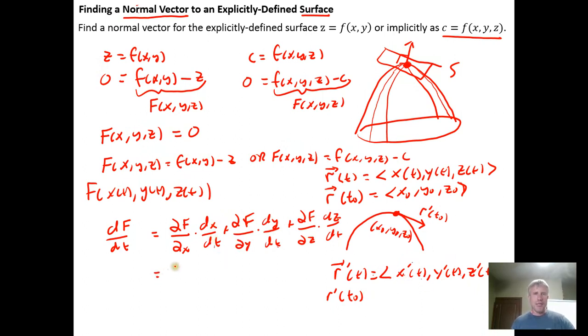And so we can actually write this as a dot product. Partial f, partial x, our shorthand is f sub x. Our shorthand for partial f, partial y is just f sub y. The shorthand for partial f, partial z is just f sub z, the partial derivative with respect to z. And we're really dotting it with the vector x prime, y prime, z prime, which is just this r prime of t vector right here.